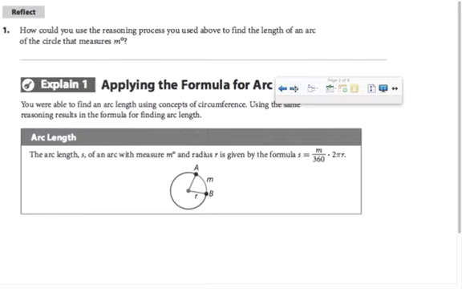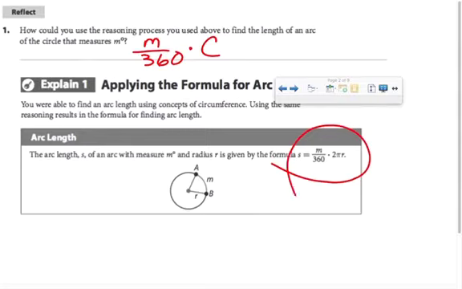So how could we use that reasoning process that we used in the last example to find the length of an arc of a circle if the arc measure is m degrees? Well, what did we do with the measure of the arc? We put it over 360, and we multiplied it by the circumference. And so you see that that's the formula we have here for arc length. And arc length is abbreviated as S. Don't ask me why. But there's our formula for finding arc length. It's just a fraction of the circumference.